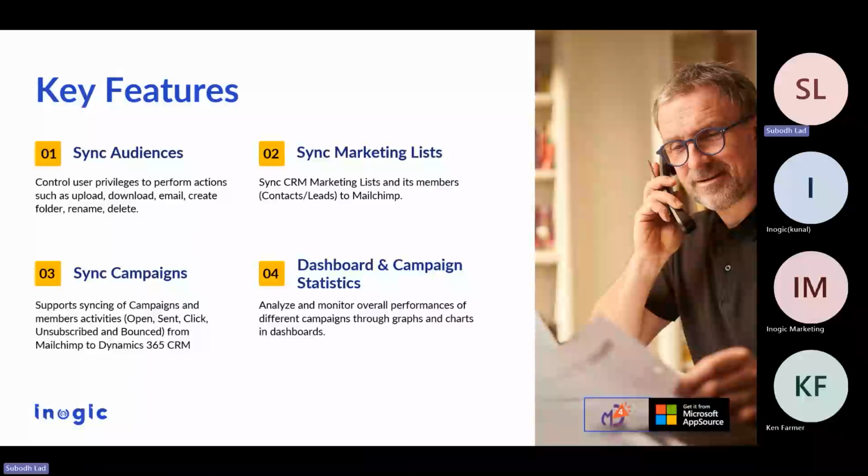Now we'll look at some of the key features of marketing for Dynamics. So the first is that you can sync your audience. What happens is you can directly sync your audience from Mailchimp to your CRM. So suppose you are creating an audience in one section, you do not have to manually do the same in the other. So this is how marketing for Dynamics works. It reduces your manual workload. Once you have created it either in Mailchimp or in your Dynamics itself, you can just sync those audiences and it will be updated on both sides.